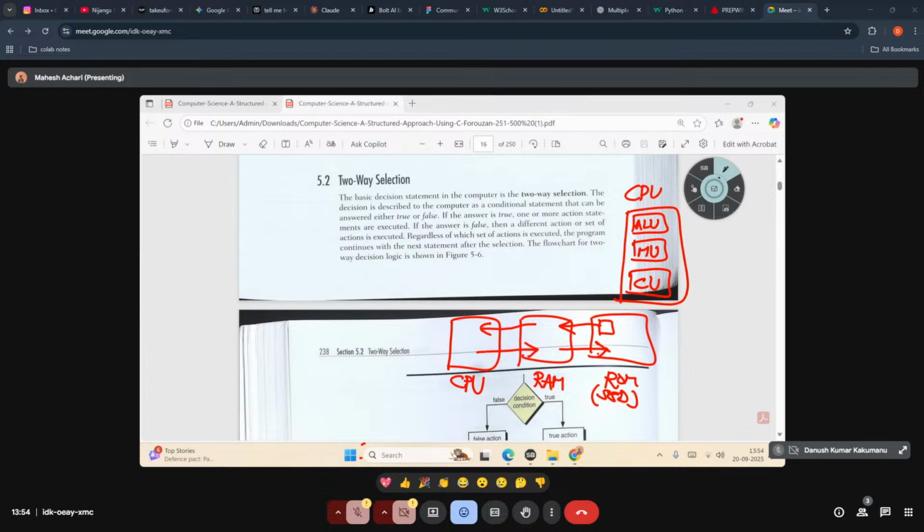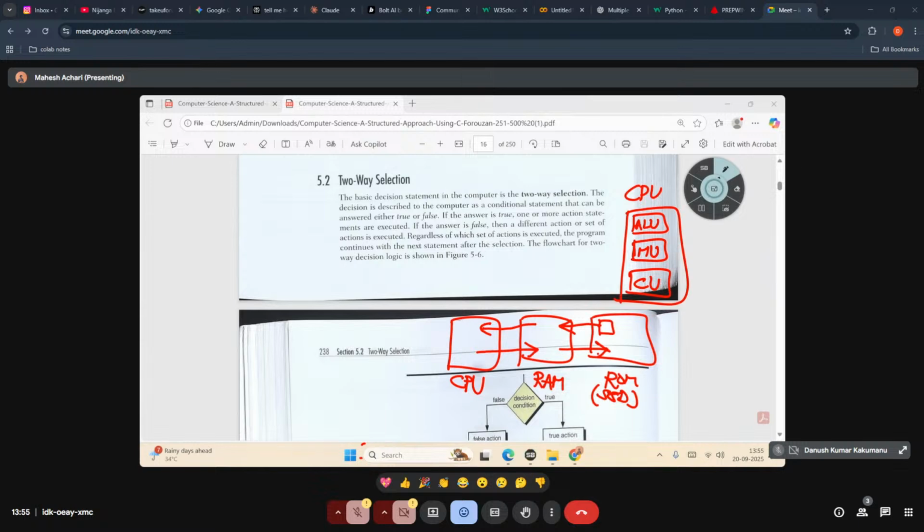So what is the role of ALU? It performs arithmetic and logical operations. Whereas what is the use of MU here? Just now I said, before processing anything, before executing anything, the information or data must be stored. Must store it, right? For storing the information, we use the memory unit.